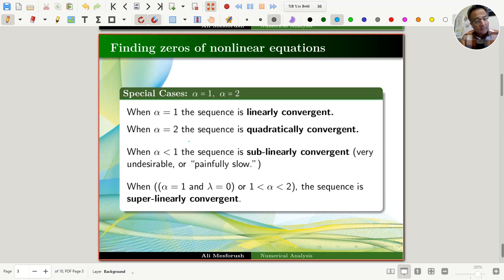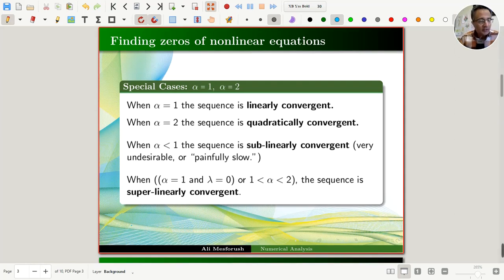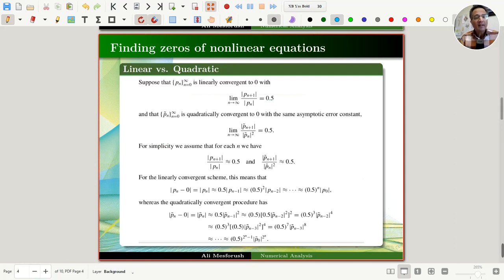But alpha equal to 2 is, in fact, the best rate of convergence. Of course, if alpha is equal to 3 or 4 or more than 2, it's okay. But usually we use the quadratic convergence in Newton's method, and we will talk about it later. Let me show you the concept of linear and quadratic convergence.